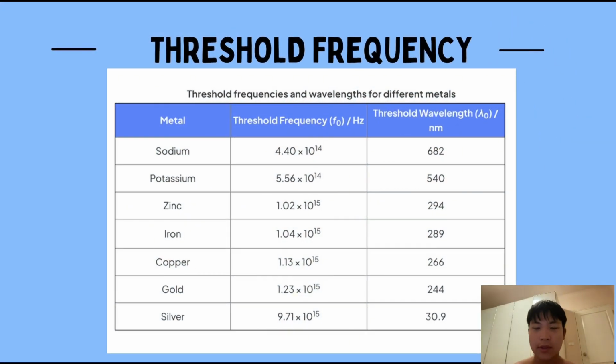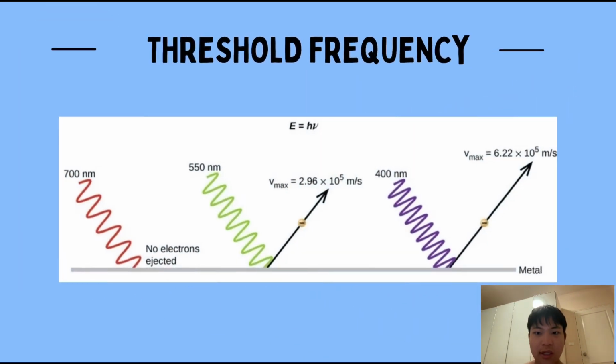So here's what the experiments revealed, which contradicted classical predictions. First, electrons are ejected only if the light frequency is above a specific threshold, no matter how intense the light is. Second, increasing the light's intensity increases the number of electrons ejected, but not their kinetic energy. And third, the kinetic energy of ejected electrons depends on the frequency of light, not its intensity.